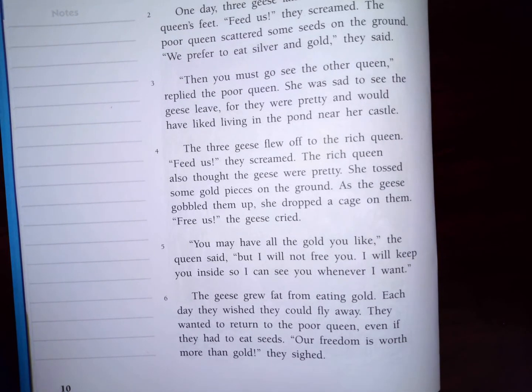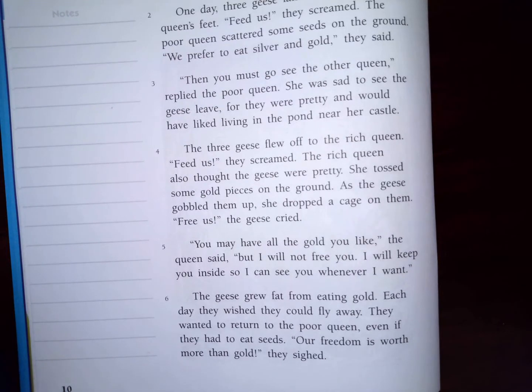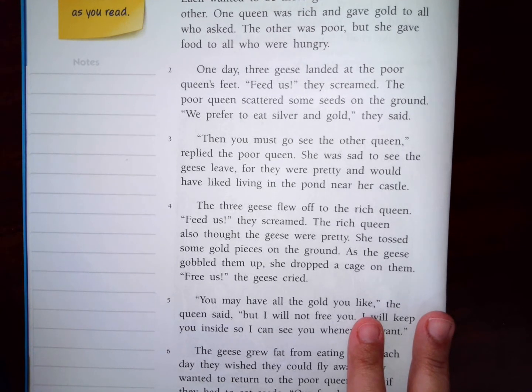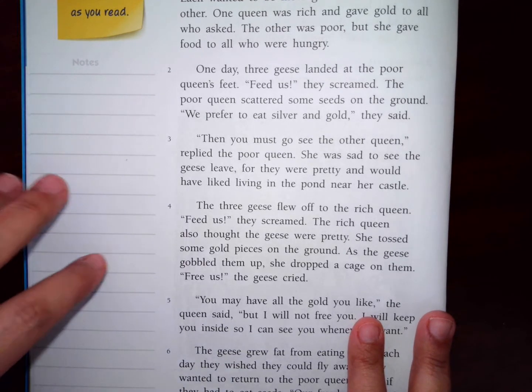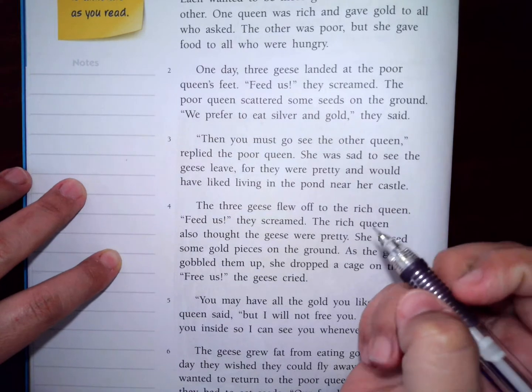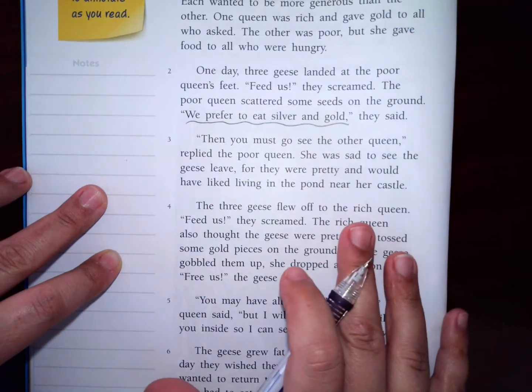All right, so let's think about those questions that I told you in the beginning before we started reading. The first question that we are going to answer, we are going to find in our text: why did the geese go to the rich queen? So I want you to look back in your story and find, why did the geese go to the rich queen? If you're stuck, I want you to look back in paragraph 2. So you should have found that the geese got some seeds from the poor queen, but that wasn't good enough. They prefer to eat silver and gold.